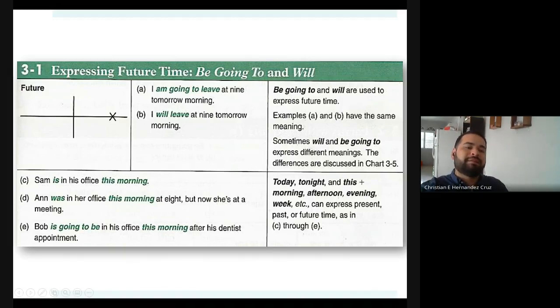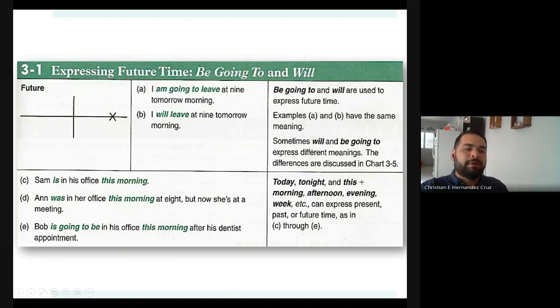Now, sentence D: Anne was in her office this morning at 8, but now she's at a meeting. We have this past form of the be verb, was. So this first half of the sentence, this clause, is in the past tense. But now she's at a meeting. Now, this went from past into the present as well, just because of that word now. So it started in the past and went into the present.